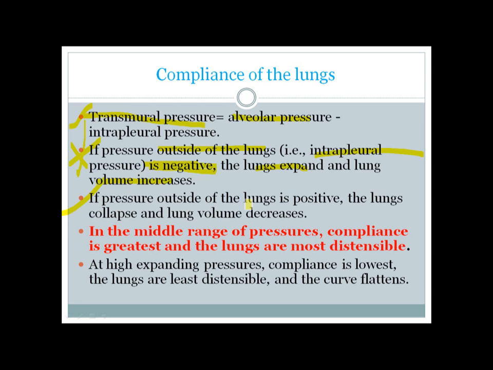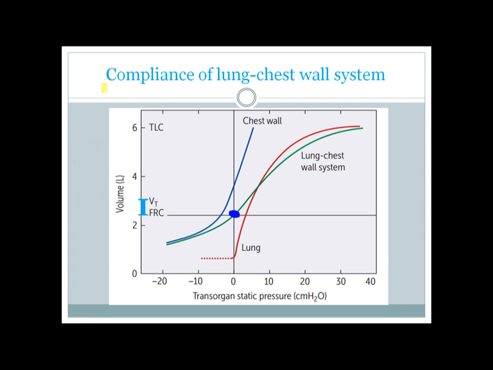If the pressure outside the lungs is positive, the lungs collapse and the lung volume decreases. These kinds of things occur during pneumothorax. In the middle range of pressure, the compliance is greatest and the lungs are most distensible. At high expanding pressure, the compliance is lowest. So the volume does not change much with the pressure, the lungs are less distensible, and the curve will flatten.